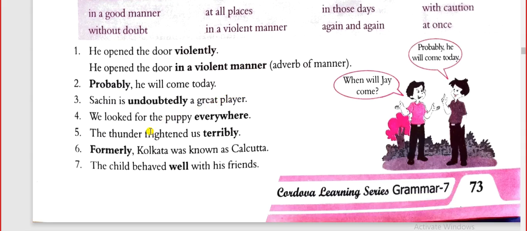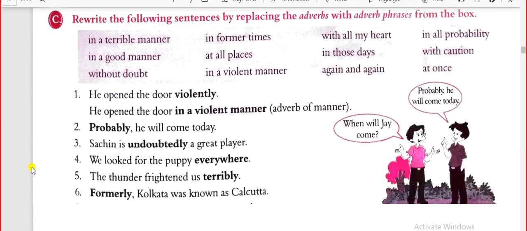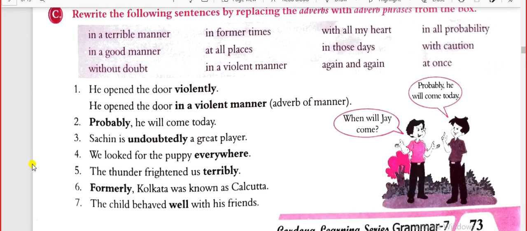Keep a pencil with you. So yes, this is exercise number C. He opened the door violently. He opened the door in a violent manner. Okay, understood?